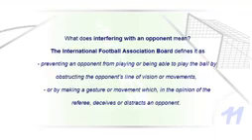What does interfering with an opponent mean? The International Football Association Board defines it as preventing an opponent from playing or being able to play the ball by obstructing the opponent's line of vision or movements, or by making a gesture or movement which, in the opinion of the referee, deceives or distracts an opponent.